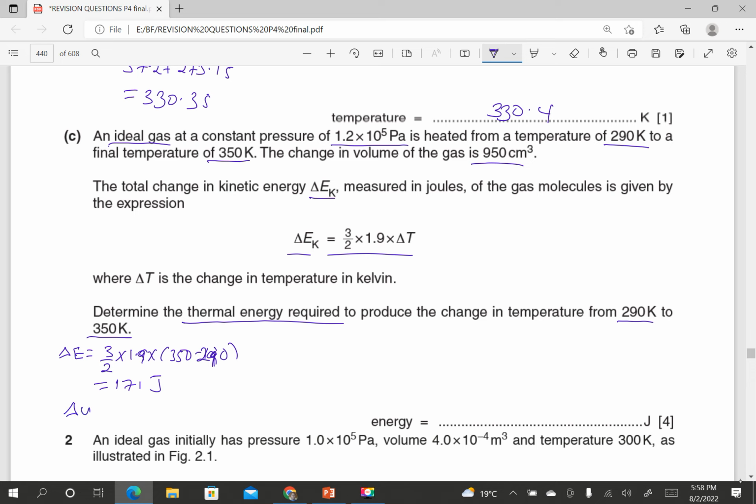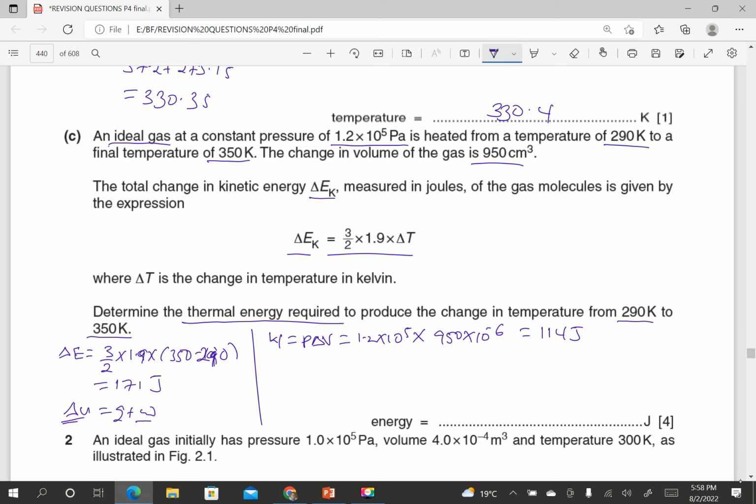Then we can find the work done because remember, the change in internal energy is equal to Q plus work done. Now we have the change in internal energy. All we need is the work done to be able to find the thermal energy required. So work done is given by pressure times change in volume. The pressure is given as 1.2 times 10 power 5. The change in volume is 950, which I change to meters cubed, to be 950 times 10 power negative 6. And this gives me 114 joules. That is the work done.